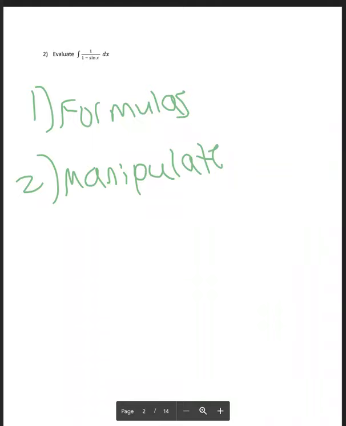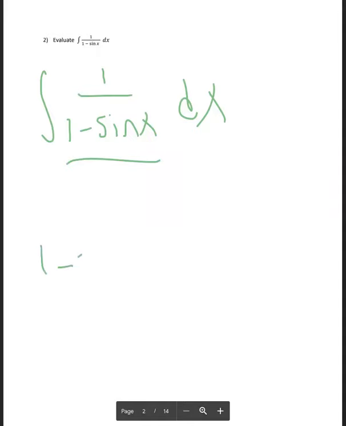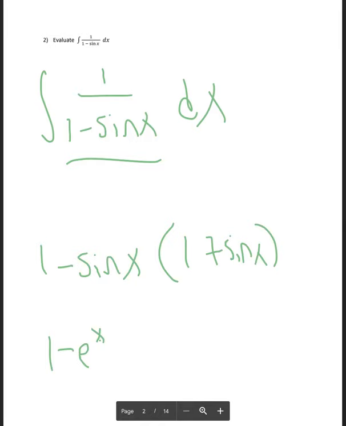The first thing I did when I saw this problem, maybe just out of force of habit from doing a lot of these problems, was multiply by the conjugate. I don't know if you guys remember what the conjugate is. It's not an opposite, but for example, the conjugate of 1 minus sine of x is 1 plus sine of x. The conjugate of 1 minus e to the x is 1 plus e to the x.